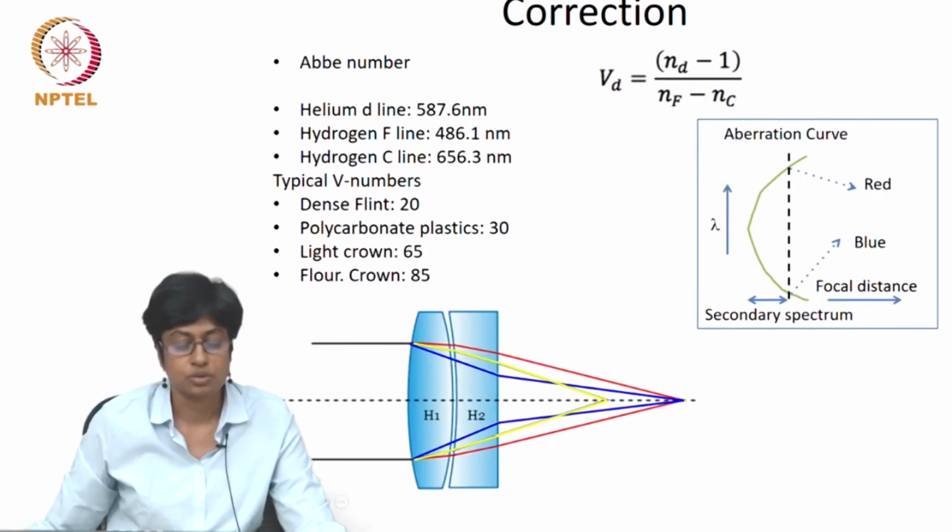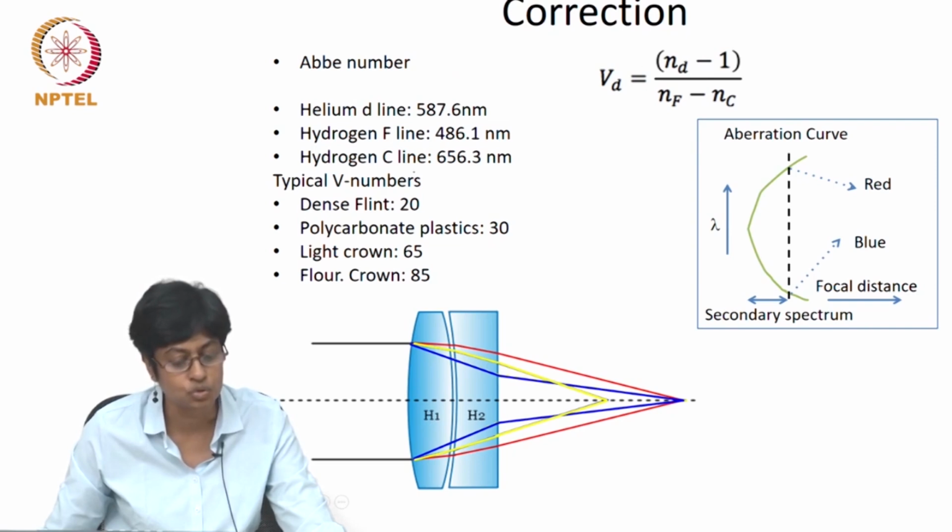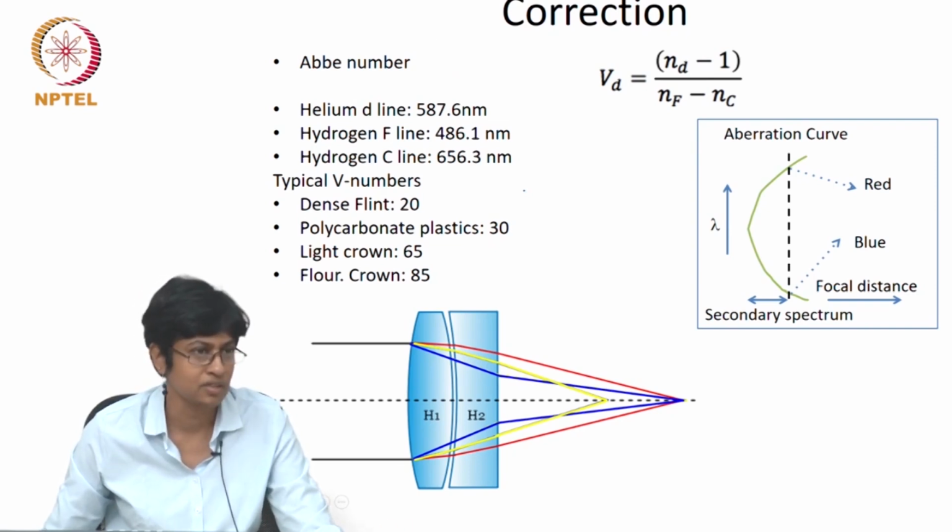These are the sources. So it's the helium D line at 587 nanometers, hydrogen F line, hydrogen C line. These are the 3 wavelengths. These are the standard sources that are used to calculate the V number of any optical material. Okay.